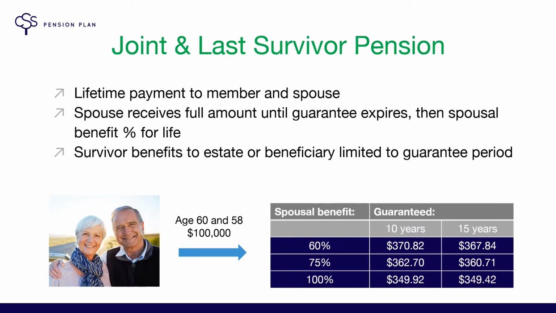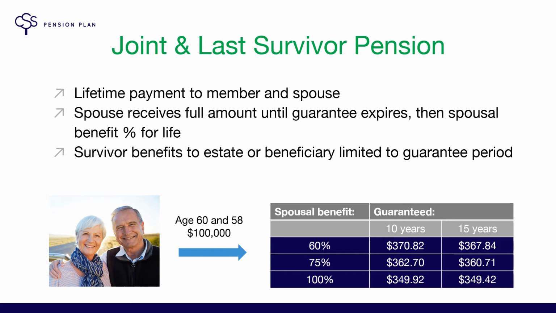Our next pension option is the joint and last survivor pension. A joint and last survivor pension will provide a lifetime pension to you, and after your death, your surviving spouse will receive a lifetime pension as well. Joint pensions pay less than single life pensions because they cover 2 lives, yours and your spouse's. Joint and last survivor pensions can be guaranteed for 10 years or 15 years.